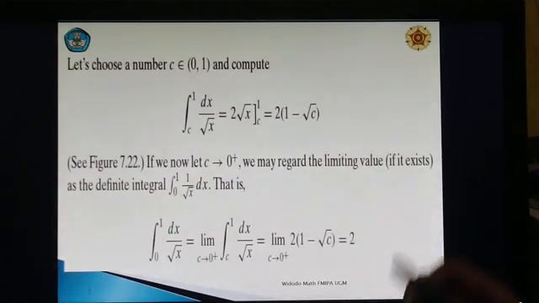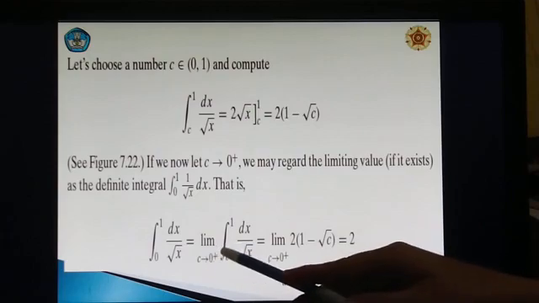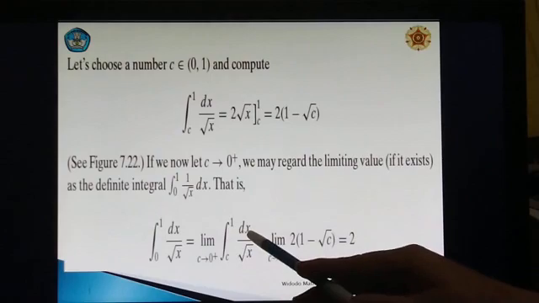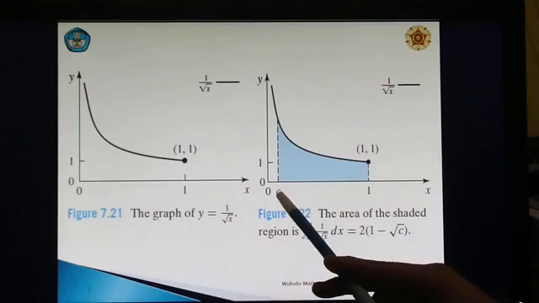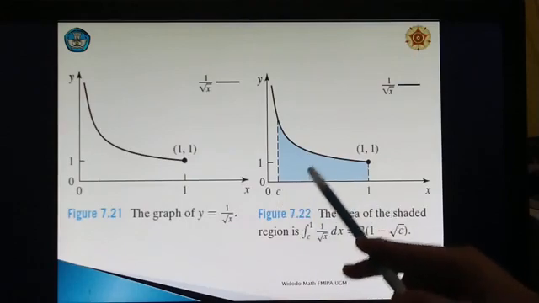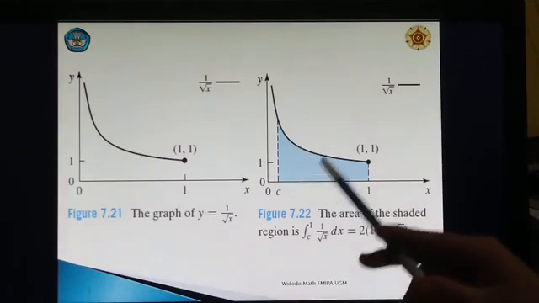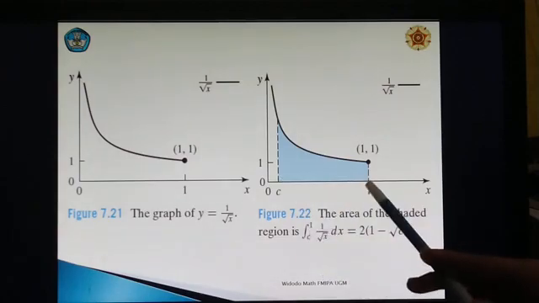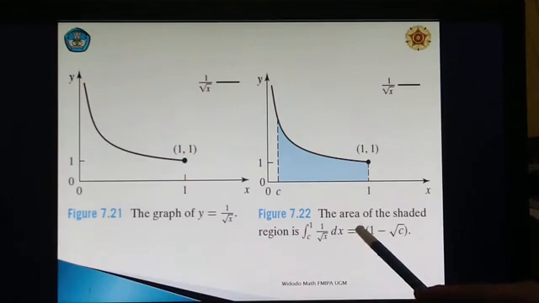So here we have the following. The integral from c until 1 of 1 over the square root of x dx, that means the area of the shaded area here, the blue one, is equal to the integral from c until 1 of 1 over square root of x dx. And this is equal to 2 times 1 minus square root of c.